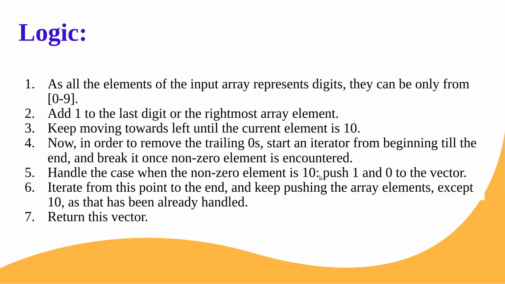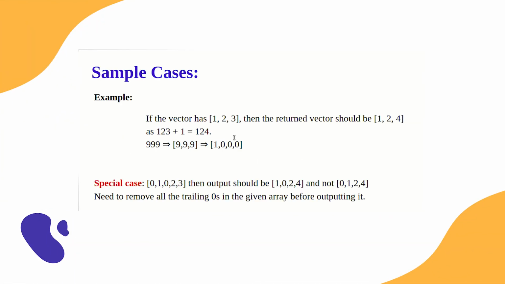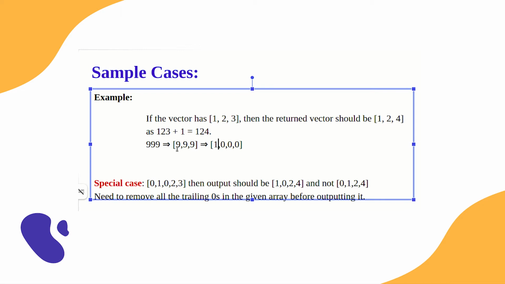So how to handle this 10 case? While outputting the digit, suppose in this case, when you transform 999 by adding 1 to it, it will become in this form because there is no need to propagate to the left. But when the first element is 10, you need to explicitly handle it by breaking it into 1 and 0 in the output array. Okay, let me repeat.